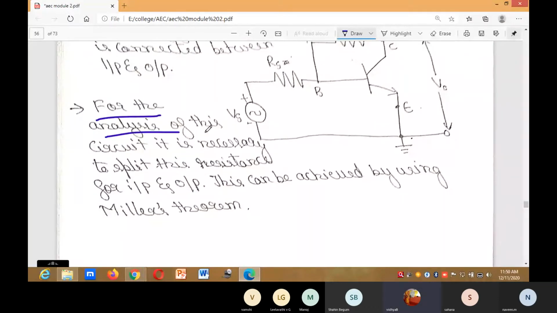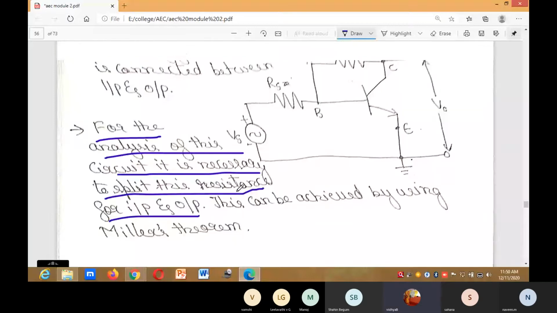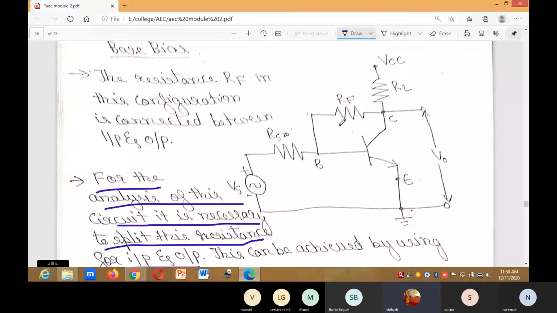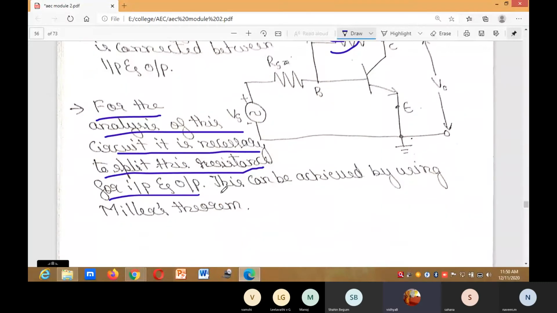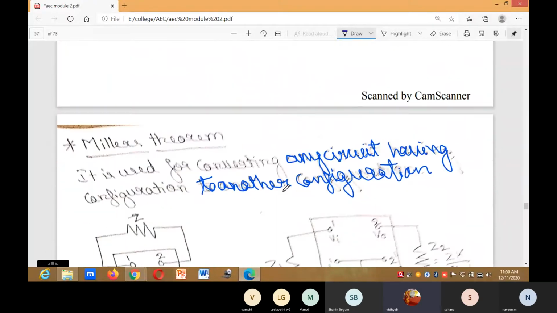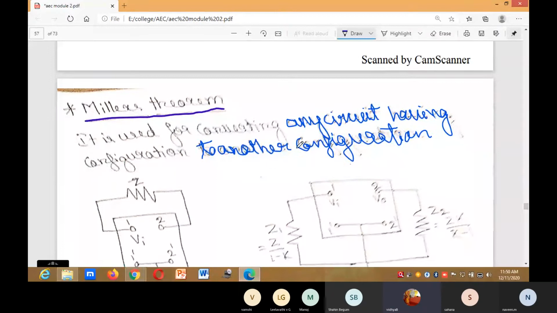For the analysis of this circuit, it is necessary to split the resistance RF for input and also output. This can be achieved by using Miller's theorem. In the question paper, they have asked Miller's theorem many times. You need to practice.